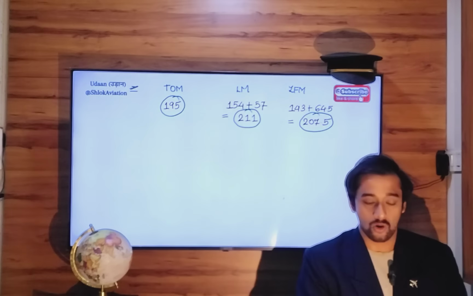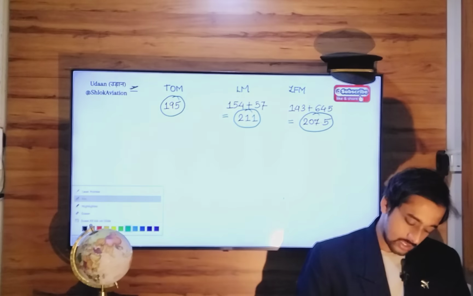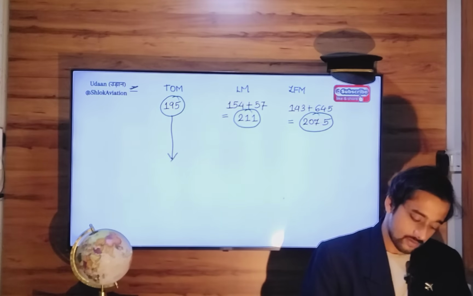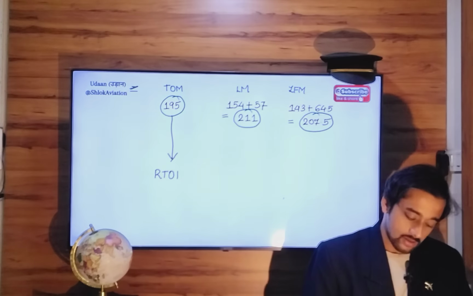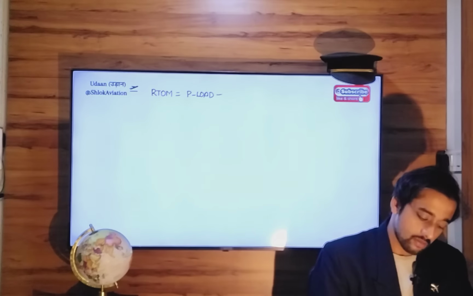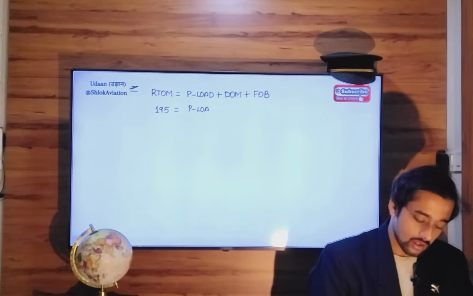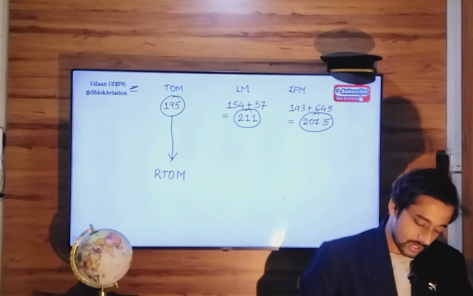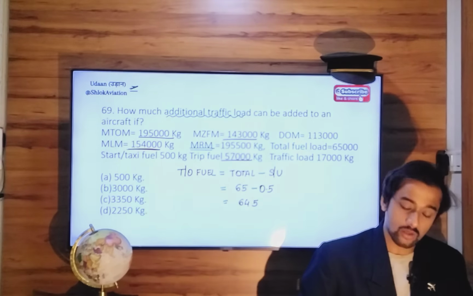Out of these three possible takeoff values, 195, 211 and 207.5, you have to select the takeoff value which is the lowest of them all, and that takeoff value is 195. So 195 becomes the regulated takeoff mass. Step 2: regulated takeoff mass equals payload plus dry operating mass plus fuel on board. So 195 equals payload plus dry operating mass, which is 113.